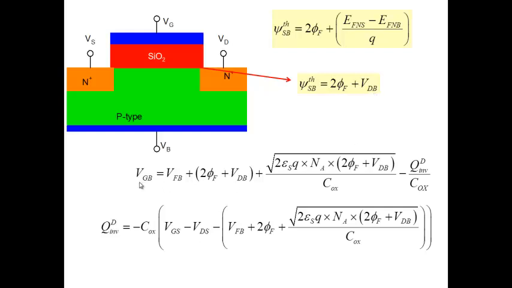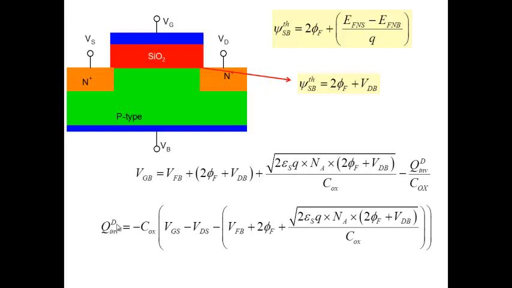So again, we take this equation, our usual equation here. VGB will be equal to V flat band plus 2 phi F. Instead of VSB, we'll write V drain to body. We write V drain to body minus Q inversion at the drain side by Cox. It's the same equation, but we are writing it now at the drain end instead of at the source end. So everywhere, instead of S, we have D here, and we have D here, and we have Q inversion at the drain side here.